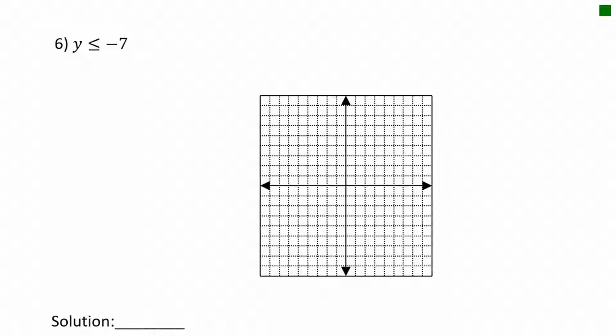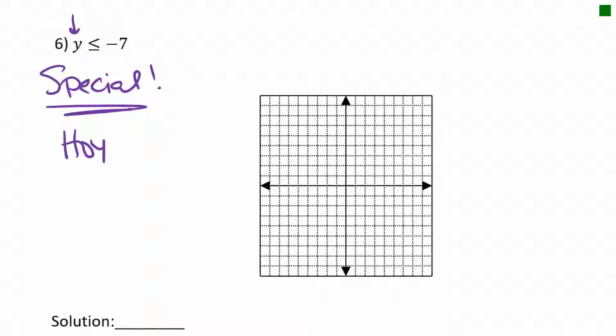Silly Willy. Is this one also special? This is special. How do I know that? Because I only have a y. So when I do that, I'm going to write "hoi vux." Here's the y. That tells me it's a horizontal line. So I'm going to go to where y is -7, 3, 4, 5, 6, 7. There it is. I'm going to do a horizontal line, but I need to decide, is it solid or dotted?